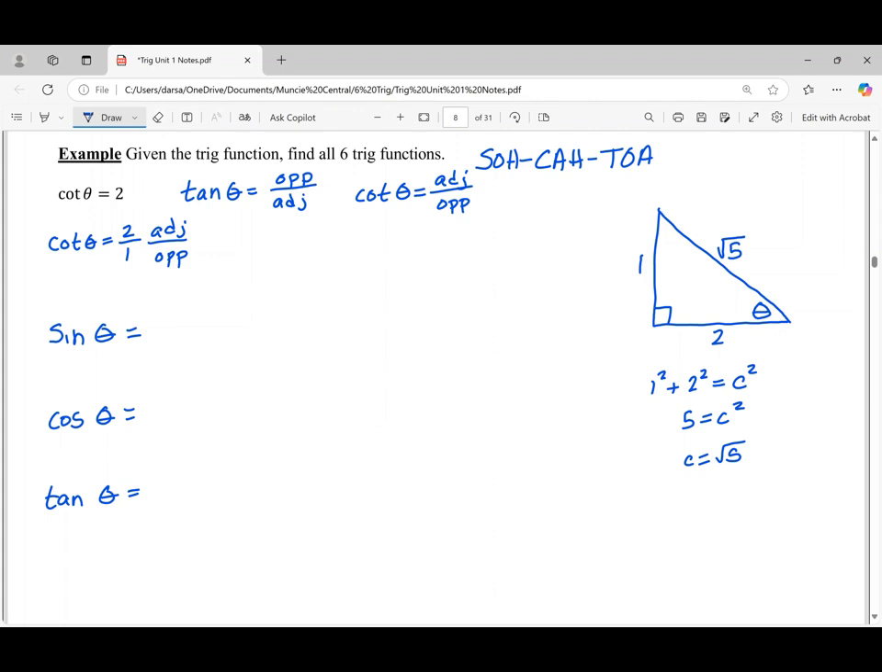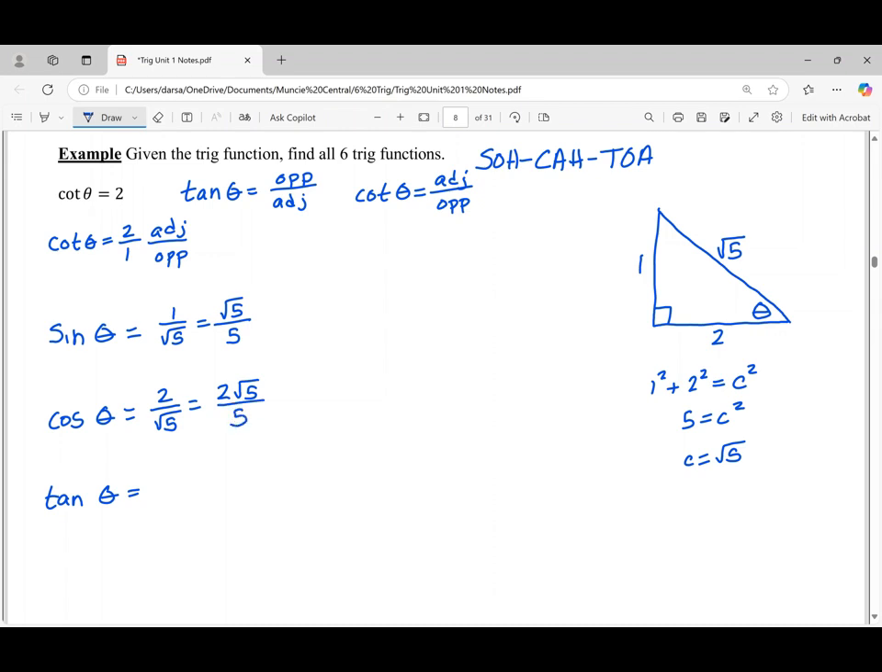All right, sine: opposite over hypotenuse. That's 1 over square root of 5. We've got to practice that rationalizing. So we move the square root to the top, and the bottom becomes the number under the square root. Cosine: adjacent over hypotenuse. That's 2 over square root of 5. The square root moves to the top, and the bottom is the number under the square root without the square root.